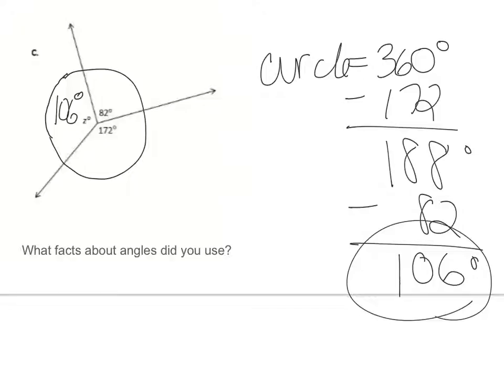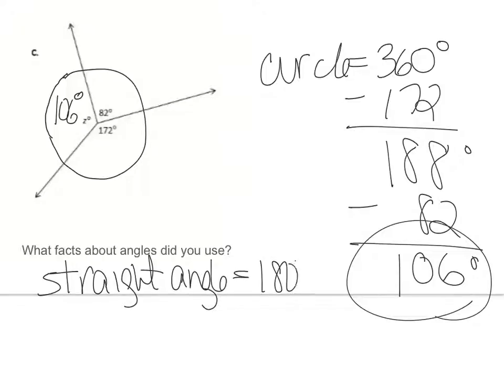Alright, here I drew a circle. A circle is 360 degrees. I subtracted out 172, and I subtracted out 82, and I'm left with 106 degrees. Okay, what facts about angles did we use? We used a fact about a straight angle is 180 degrees, and a circle equals 360 degrees.